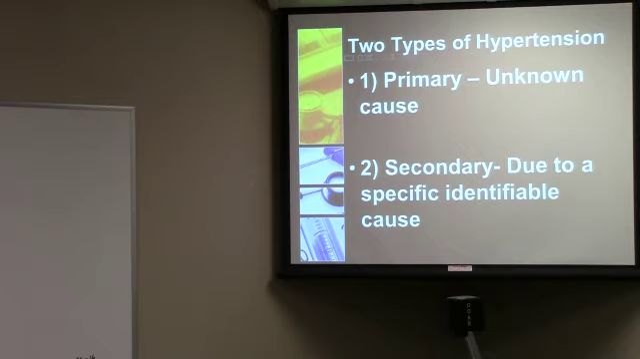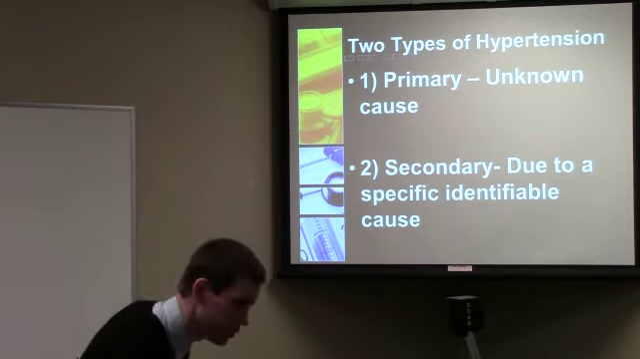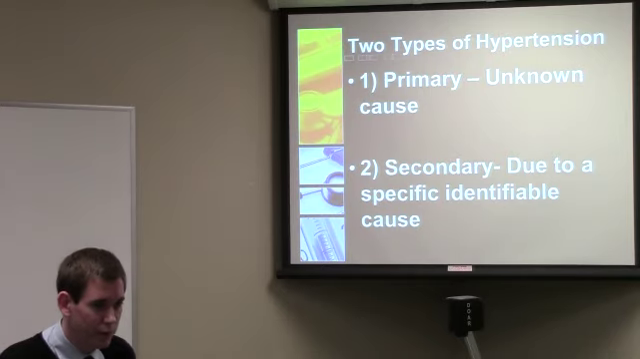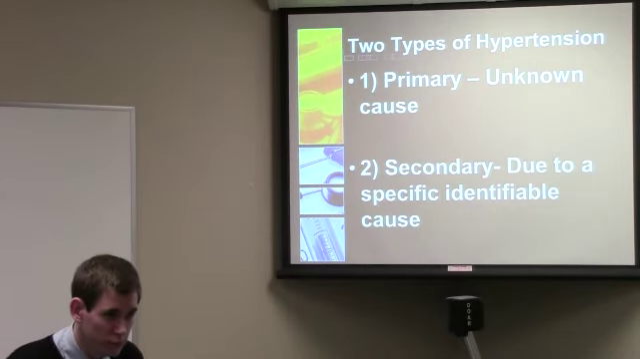Two types of hypertension. We have primary and secondary. About 90 to 95% of all hypertension is going to be this primary cause, unknown cause, idiopathic hypertension. We don't know why the patient has hypertension, they just do. Again, about 90 to 95% of all of your patients who have hypertension are going to fall into this category. You have high blood pressure, we don't know why, you just do.